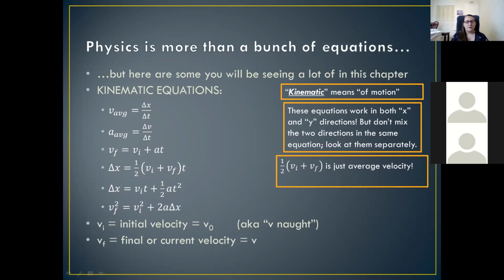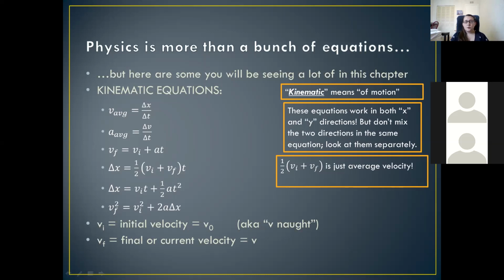That bottom equation there, VF squared equals VI squared plus 2A delta X. You can derive that equation from some of these other ones, but again, I'm not going to go through that for the sake of time.